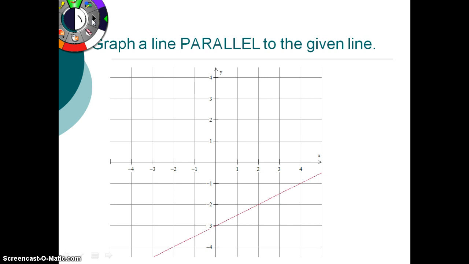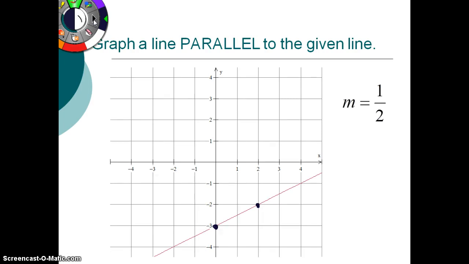Now we're going to graph a line parallel to the given line. To graph a parallel line, you first need to know the slope of your original line. So I'm going to pick 2 points on my line. I can see that my slope is going up 1 over 2. So my slope is 1/2.